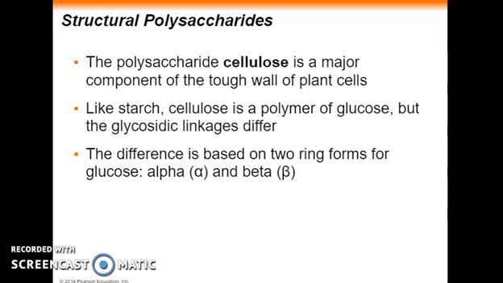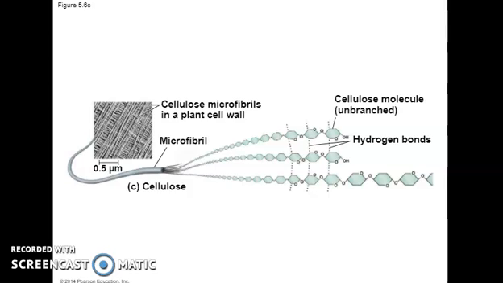The linkages are different because glucose has two slightly different ring structures. These two ring forms differ in whether the hydroxyl group attached to the number 1 carbon is fixed above or below the plane of the ring. The differing glycosidic linkages in starch and cellulose give the two molecules distinct 3-dimensional shapes. While polymers built with alpha glucose form helical structures, polymers built with beta glucose form straight structures.